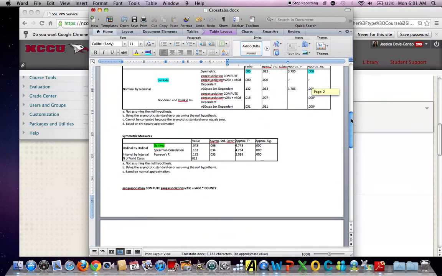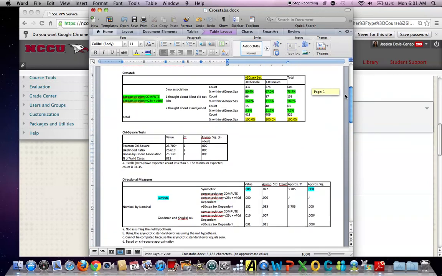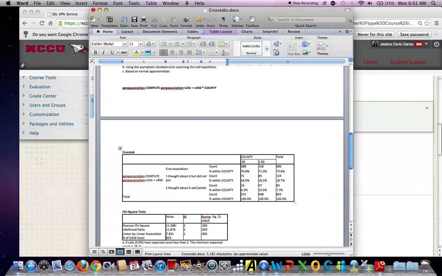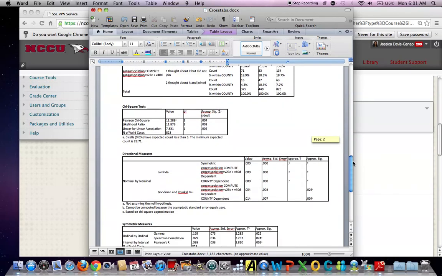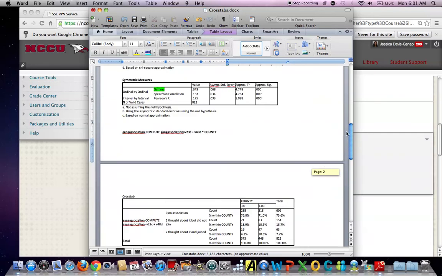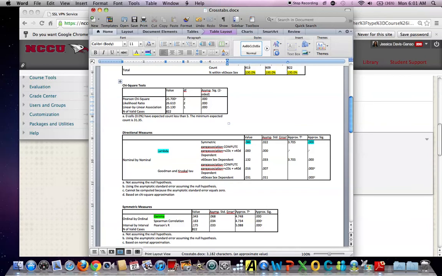All right, so given that, I just wanted to again point out where these things are, and we'll get into interpretation later. So again, we have gang association and county, and 0 is out of county, 1 is in county. The last thing is our chi-square. So our chi-square value is 25.7 here, and this is the p-value associated with it, and the degrees of freedom associated with that chi-square.